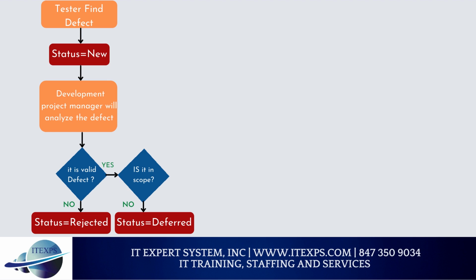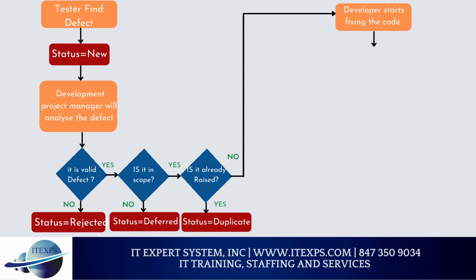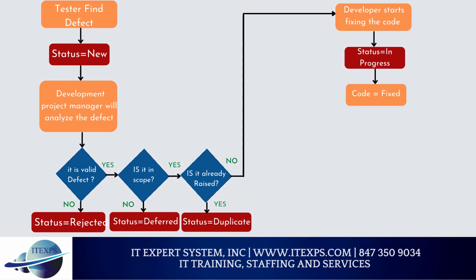Suppose we have another function, email functionality, for the same application, and you find a problem with that. But it is not a part of the current release. Such defects are assigned a postponed or deferred status. Next, the manager verifies whether a similar defect was raised earlier. If yes, the defect is assigned a status duplicate. If not, the defect is assigned to the developer who starts fixing the code. During this stage, the defect is assigned a status in progress. Once the code is fixed, the defect is assigned a status fixed.